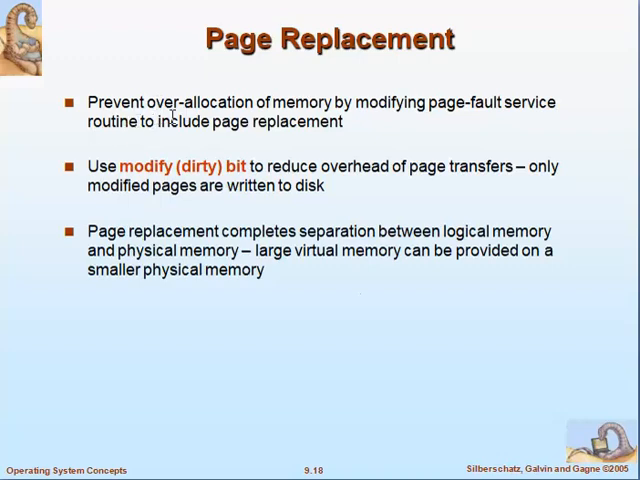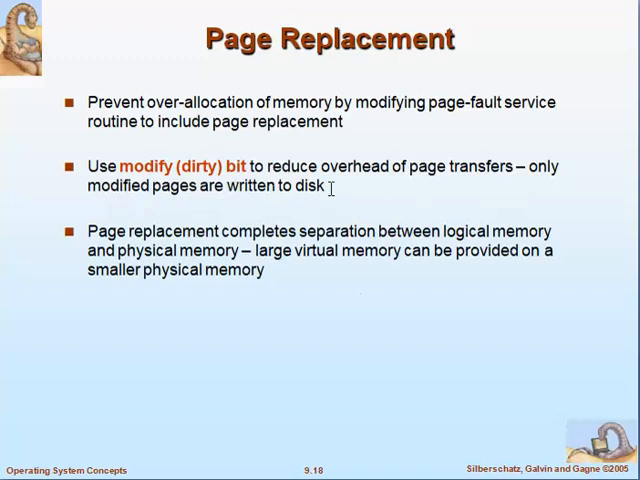Page replacement prevents over-allocation of memory by modifying the page fault service routine to include page replacement. Using this technique, we are preventing over-allocation of memory. We are not loading all the pages. Whenever a page is requested, on demand we get the required page from the disk and load it into memory. And we use a modify or dirty bit to reduce the overhead of page transfers. Only modified pages are written back to disk.